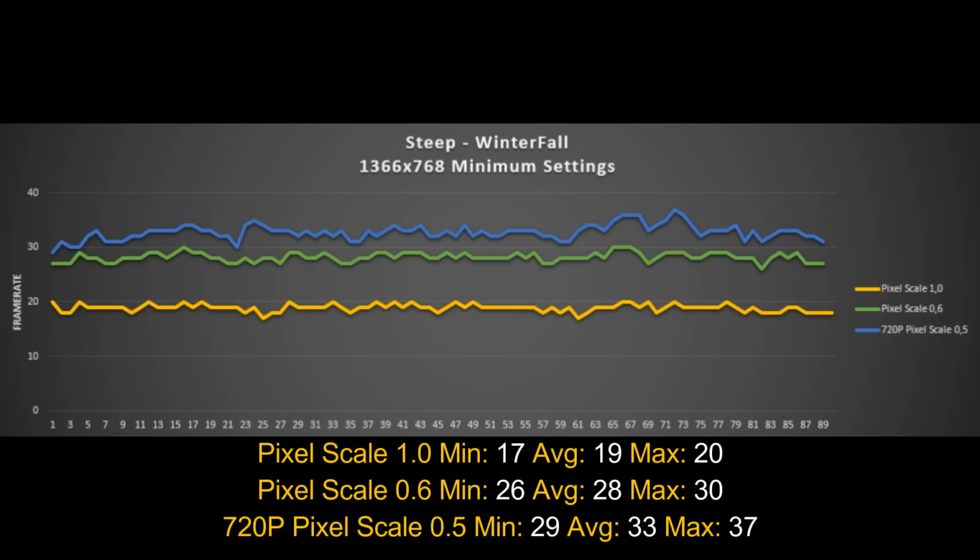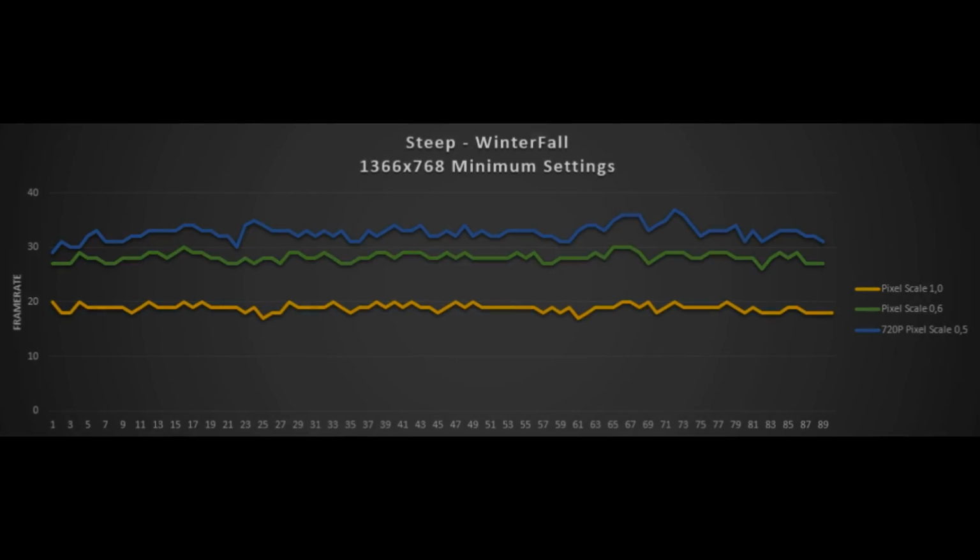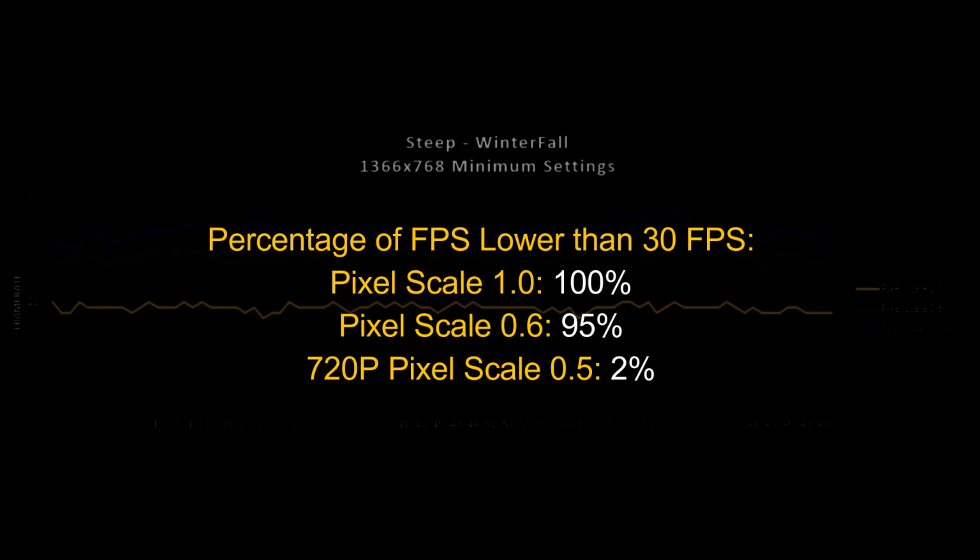So the WinterFall, it's the biggest event that I tried here, and as you can see, with the pixel scale set to 0.6, we got more or less a frame rate between the 25 and the 30s, like the other events. As for the 720p and pixel scale set to 0.5, it seems that the game spends most of its time above 30s, with just a very small drop from the 30s. So it's up to you, you decide what is the best for you. If you want to play above 30 FPS with an image so pixelated that you can barely tell the difference between a tree and a player, that's up to you.